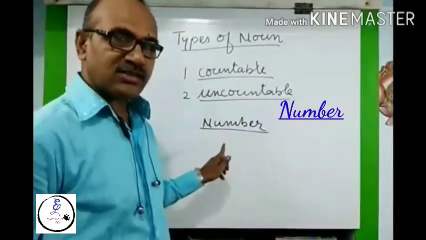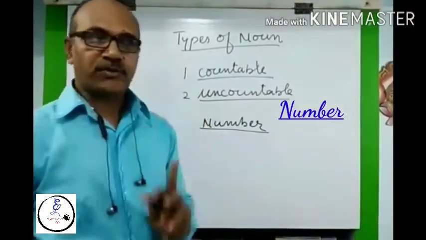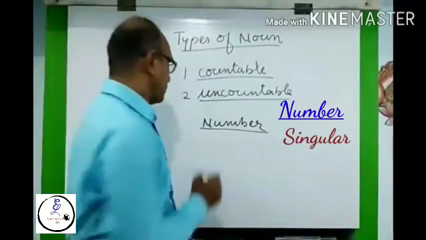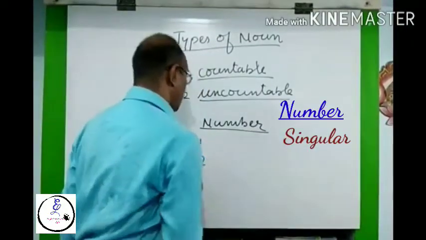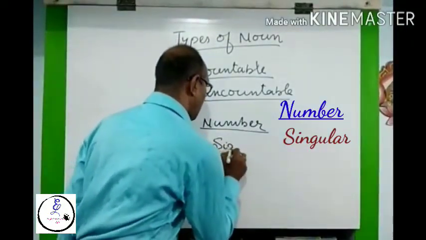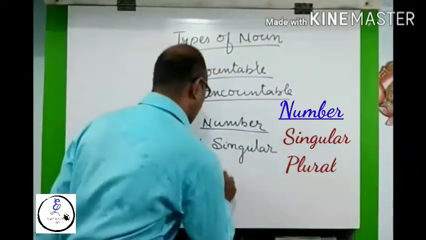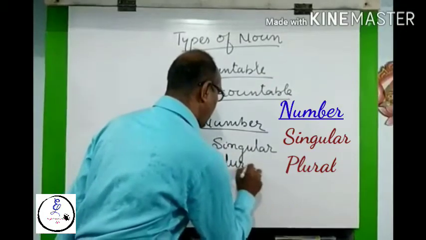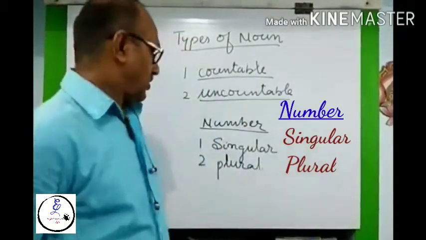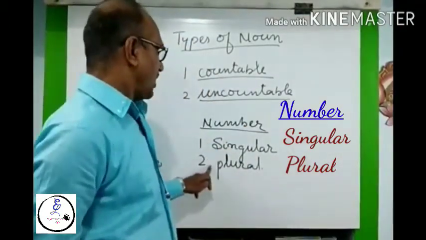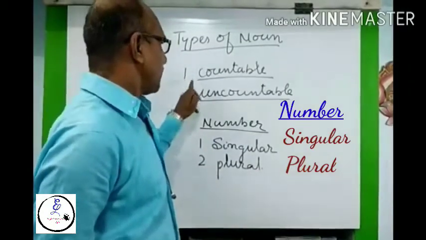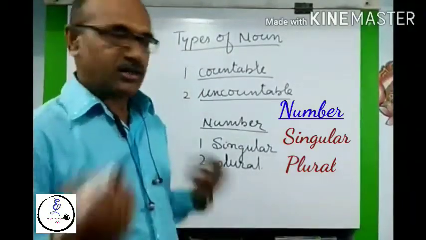Number in the sense, there are 2 types of number in noun. They are singular and plural. So how these singular and plural are related to countable and uncountable, that we will discuss.